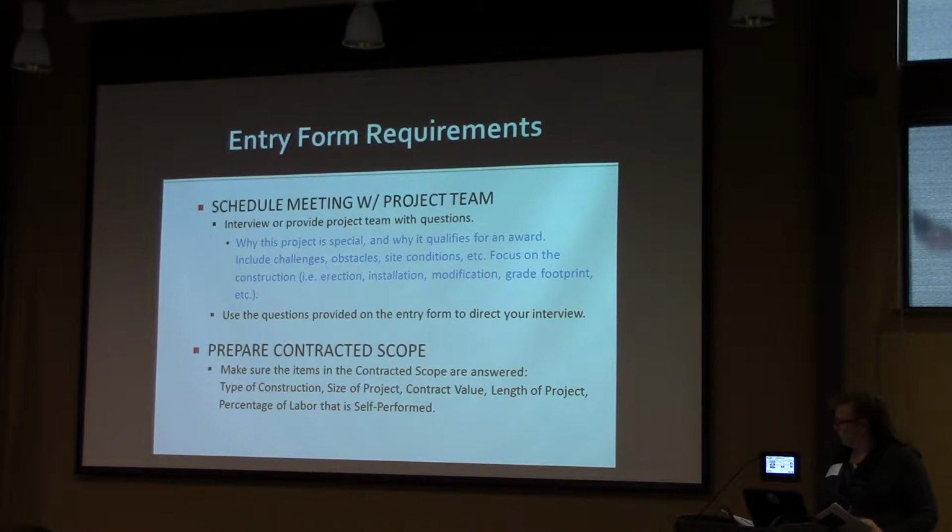The contracted scope, like Dan said, make sure you answer the questions that are listed there. They're also listed on your entry form. It helps the judges know that you're in the right category, and they can look down through the list and check those items off. The contracted scope is usually just small paragraphs or bullet points. It's 1 page maximum. So it just gives a general overview of your project.